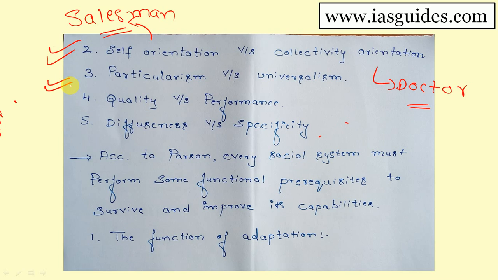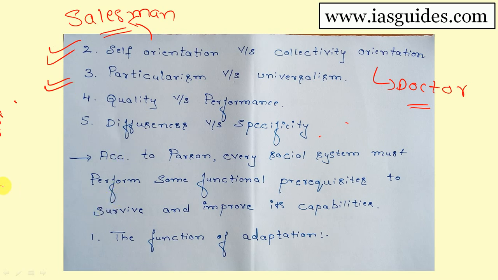But universalism means the teacher gives equal consideration, that means he will be value free, and based on whatever answer the student has written, he or she will give marks. That is what is known as universalism. Particularism, bias; universalism, non-bias. Teacher example we have given.